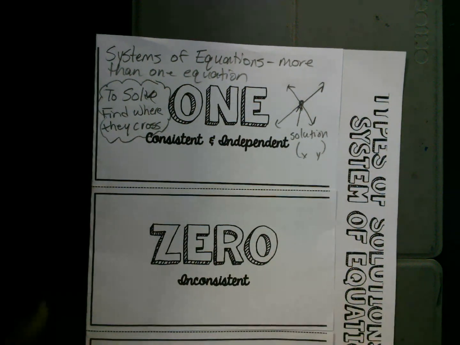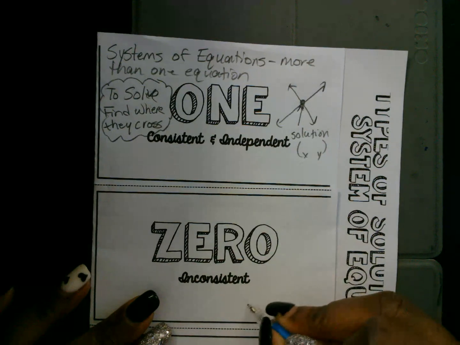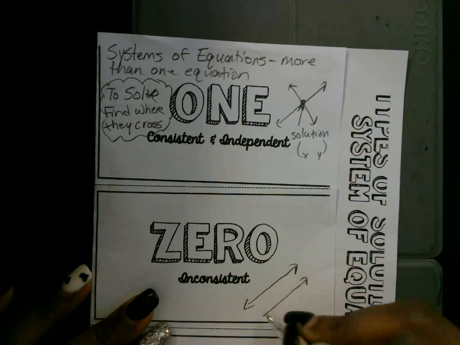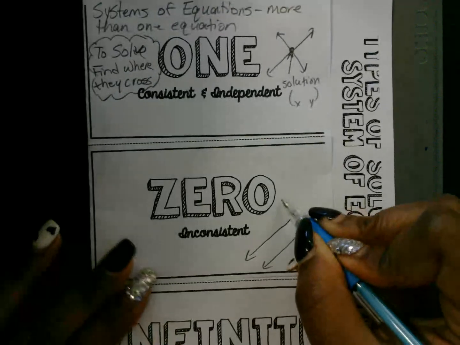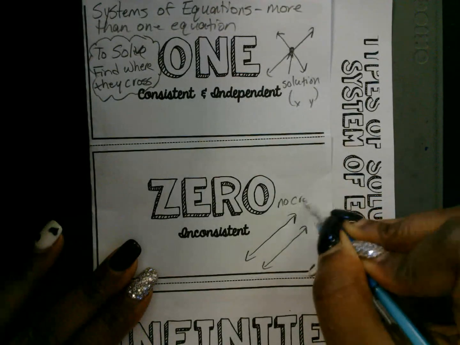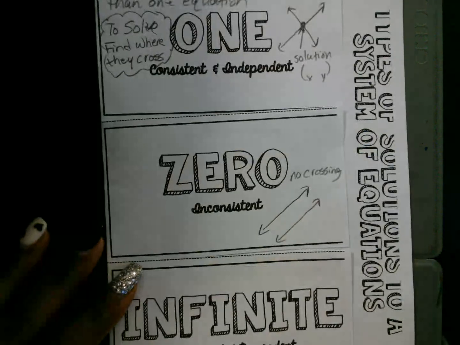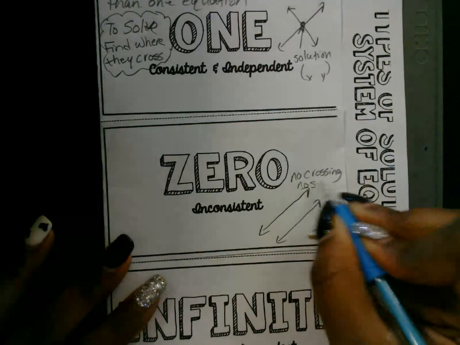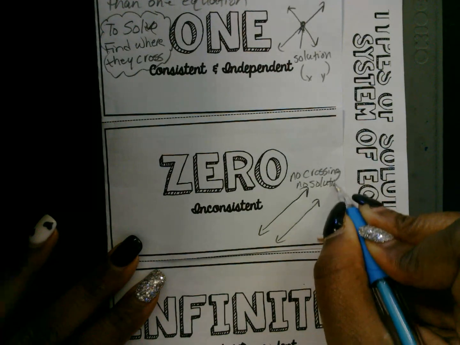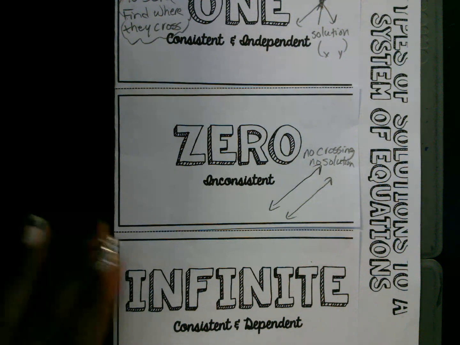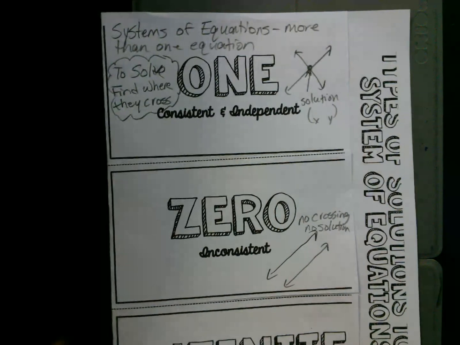Zero solutions means they don't cross at all. That means the lines are parallel. They don't cross. That means there's no solution. Because the lines don't touch each other, they don't cross, there's no solution to this system.